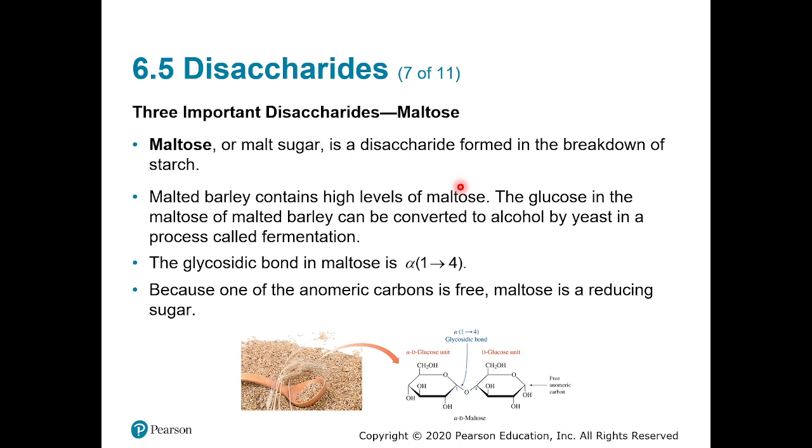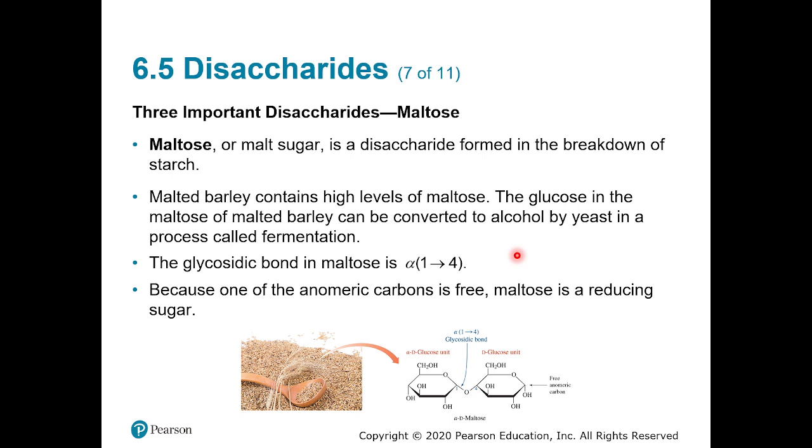So again, the malted barley contains high levels of maltose, which is why if you use malted barley, you are making malt liquor, right? Okay. And so the glucose and maltose of the malted barley is going to be converted to alcohol by yeast. This is a process called fermentation. You can convert almost any sugar into alcohol via yeast. They just would not be malt liquors in that case. They're malt liquors in this case because you use malted barley.